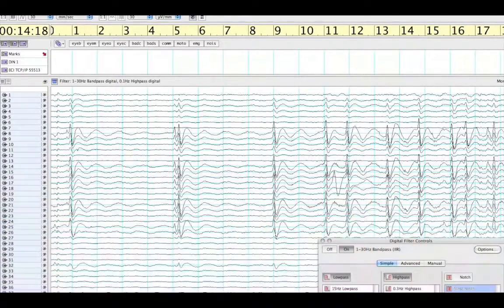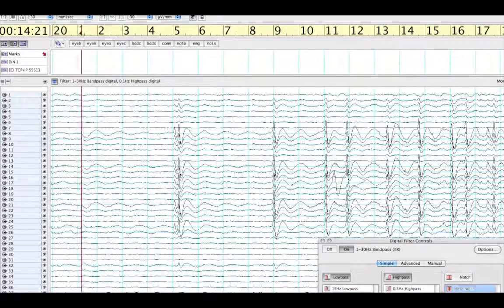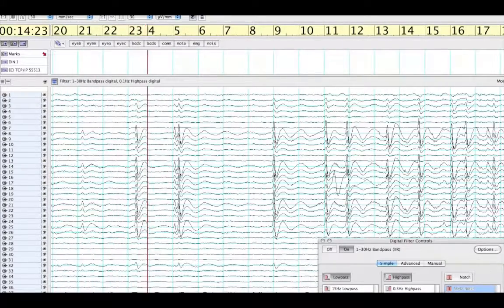Now you're ready to ask the participant to start the experiment, and just press record to start recording your EEG signals.